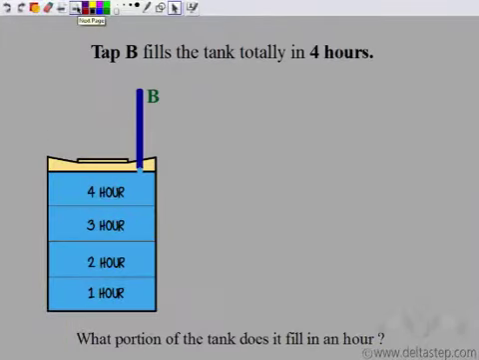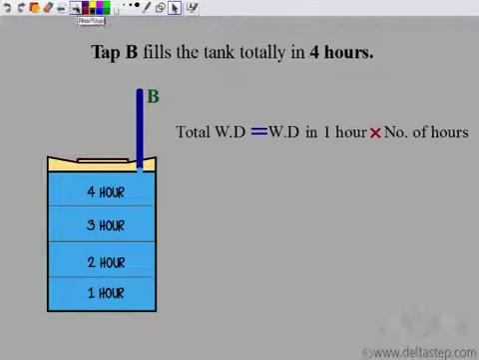Look at tap B. There's a tap B which fills this tank in 4 hours. So tap B takes 4 hours to fill that same tank. Now again, equal work in equal hours, so I can divide it into 4 equal parts. We know that total work done is work done in 1 hour into number of hours. What I'm interested in is how much work is done in 1 hour.